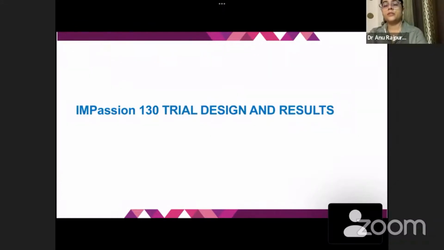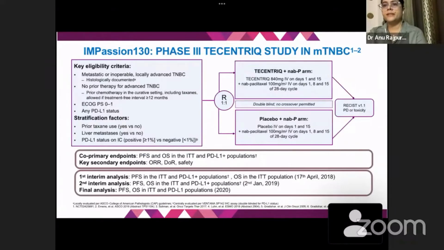Now coming to the role of immunotherapy in triple-negative breast cancer, this is the first trial, the IMpassion130 trial. Coming to the design and the results, it was a phase 3 Tecentriq study in metastatic triple-negative breast cancer. The key eligibility criteria were metastatic or inoperable locally advanced TNBC, no prior therapy for advanced TNBC, and prior chemotherapy in the curative setting was included, including taxane, allowed if the treatment-free interval is more than 1 year. ECOG PS was 0 to 1 and any PDL1 status was included.